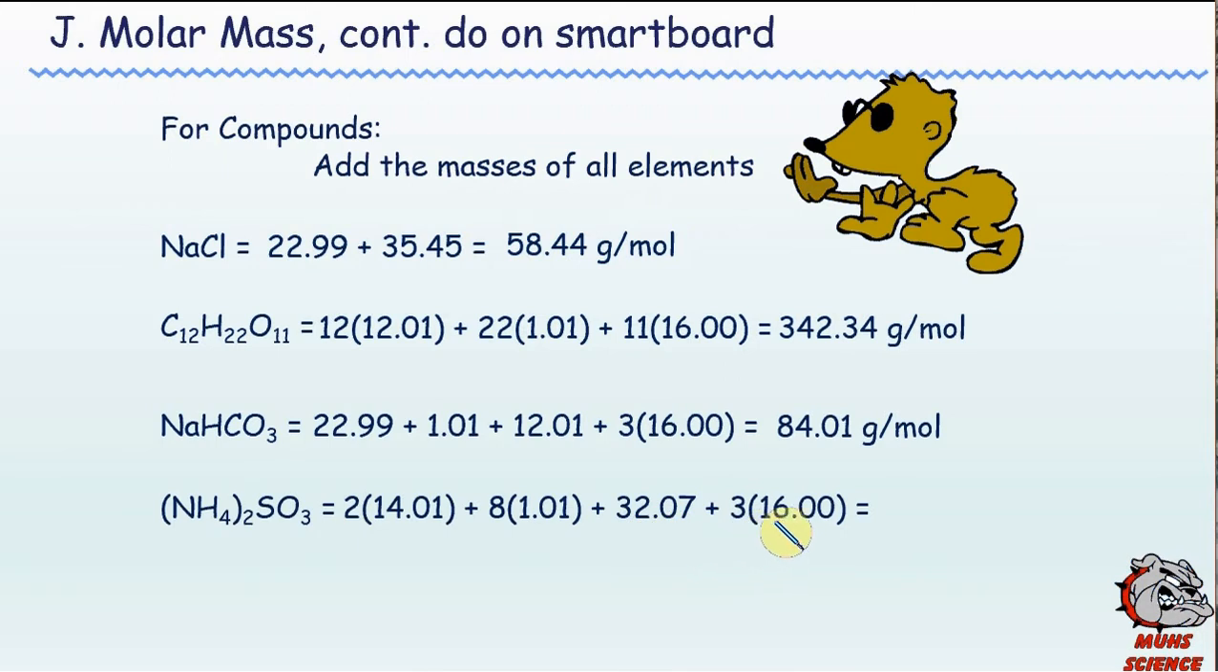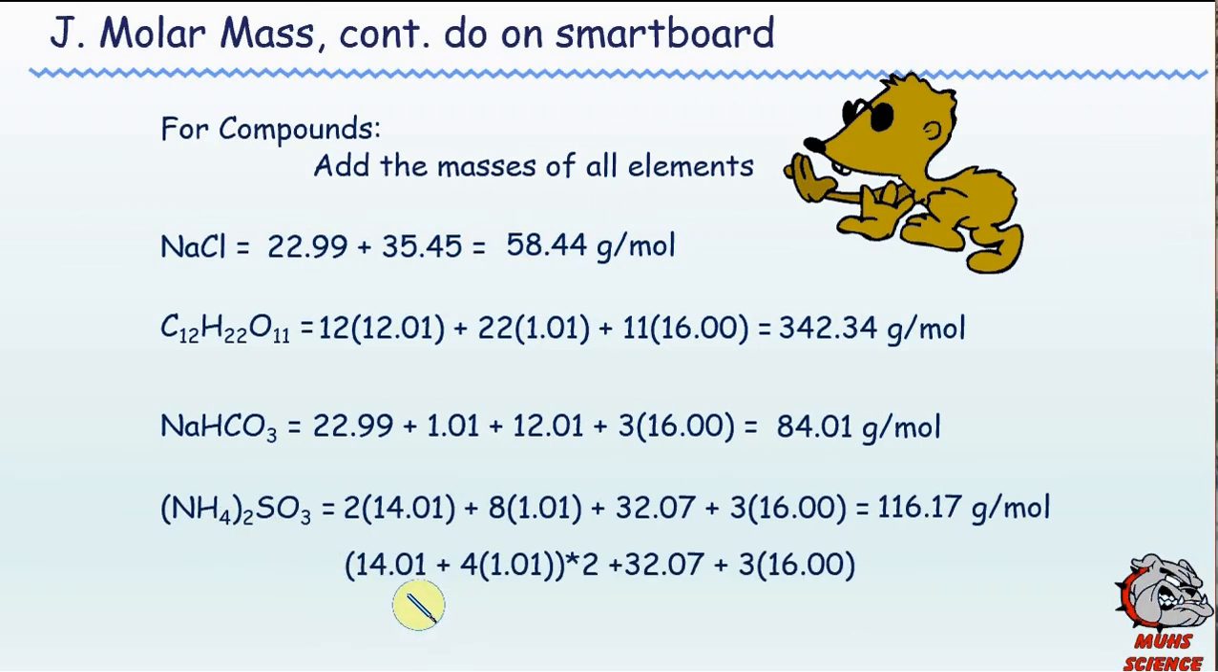You can also just find out what the mass of NH4 is by taking a nitrogen and 4 hydrogens, adding those up, and then multiplying it by 2. And that would be the formula here, where you take nitrogen plus 4 hydrogens, find out what the mass of one NH4 unit is, and then multiply that whole thing by 2, because there's 2 NH4s. Either way, you're going to get 116 grams.